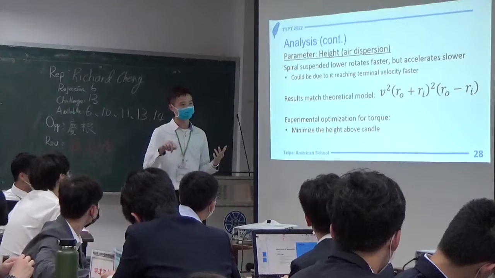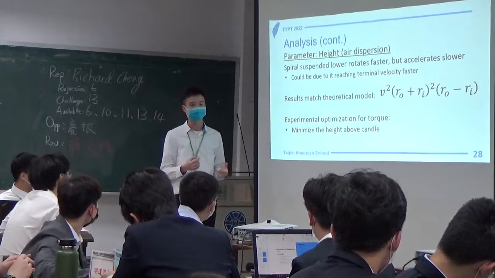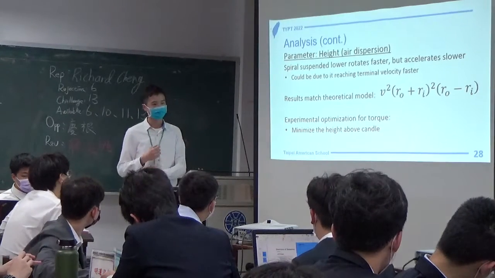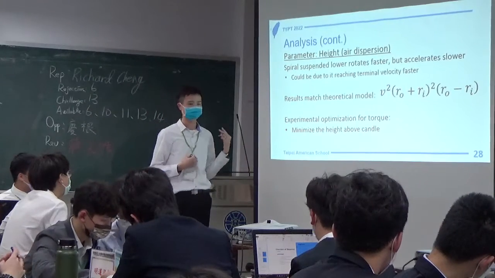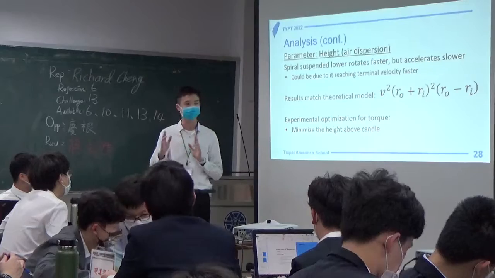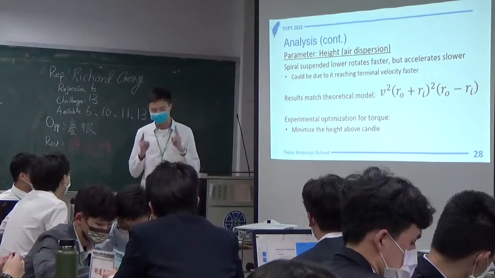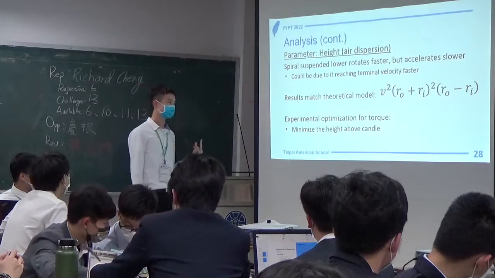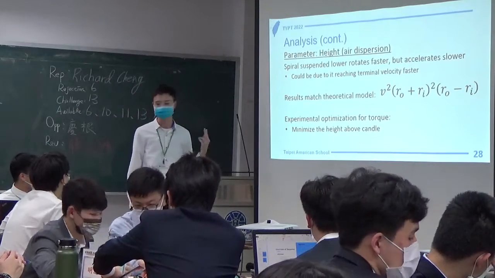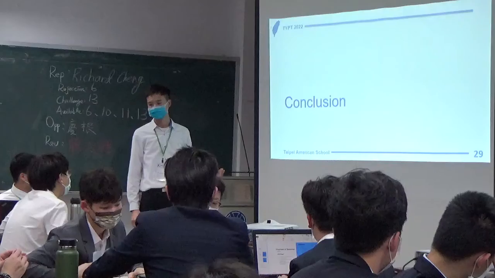So the overall quadratic fit would determine the acceleration for the taller spiral to be greater than the acceleration for the lower spiral, because it has spent less time in terminal velocity. So our experimental optimization would be to minimize the height of the handle. That should also be pretty obvious.